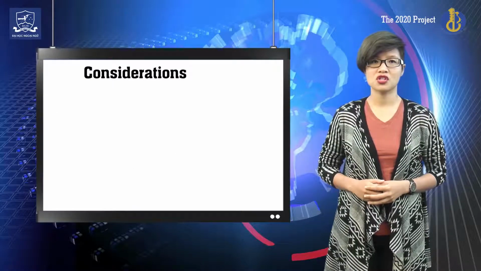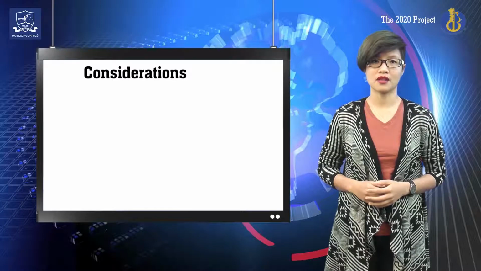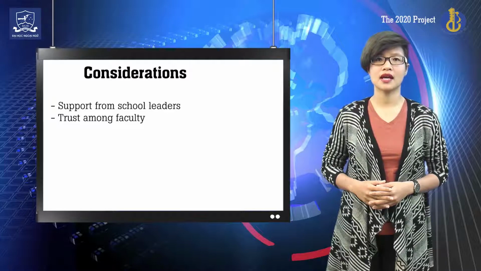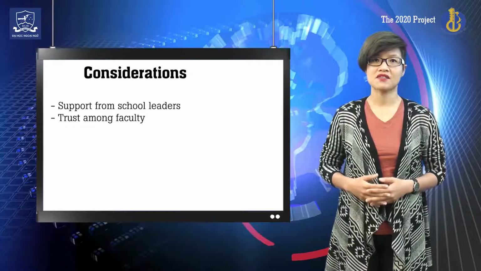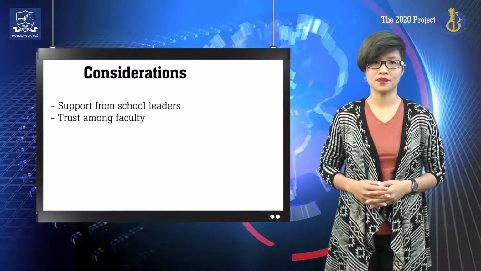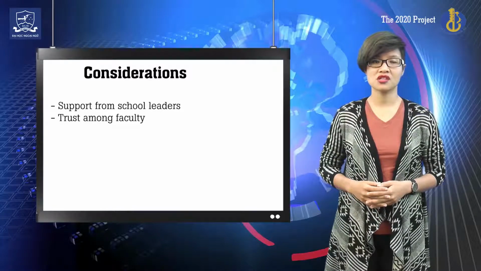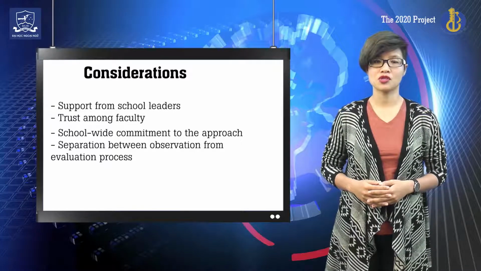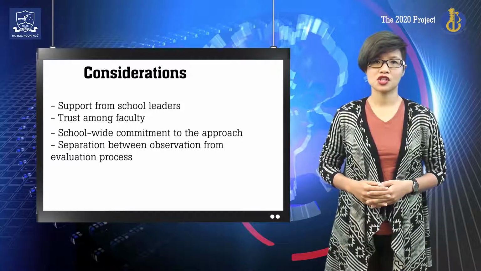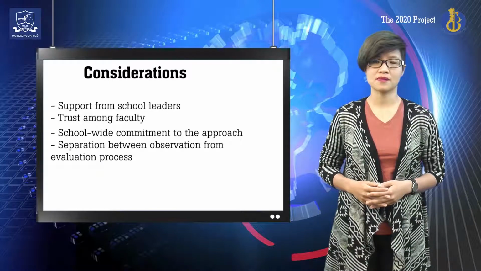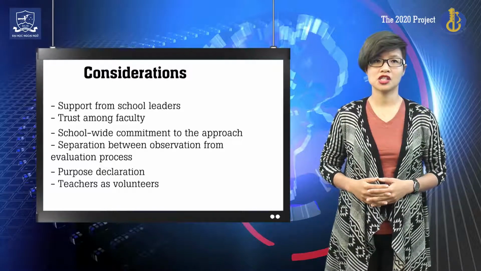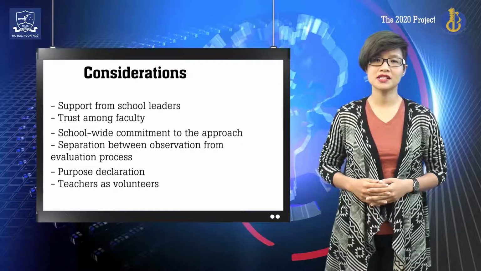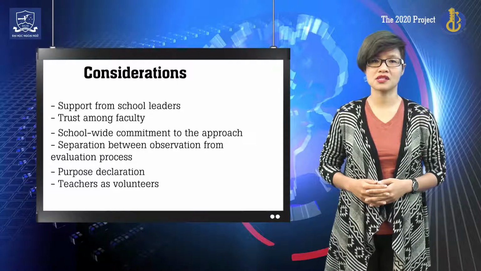To make teacher observation a powerful tool for professional development, there are some considerations. First, ensuring school leaders advocate and support teacher observation as a valid form of professional development. Building a community of trust among faculty. Establishing a school-wide commitment to the approach. Separating observation from the teacher evaluation process. Declaring the purpose for teacher observation and a commitment to its outcomes. Inviting teachers to first participate in the process as volunteers.